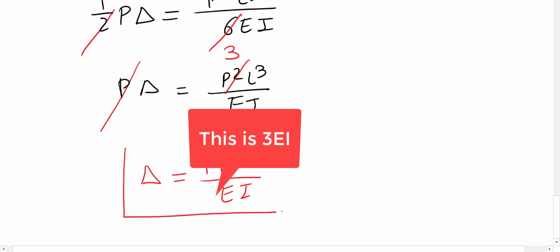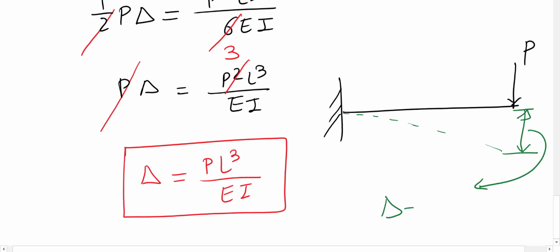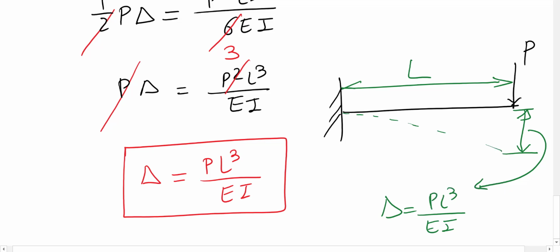So that is the deflection of the beam under the load P. This deflection here would be delta equal to PL cubed over EI, where L is the length. So that's the answer using the principle of work and energy. Thank you.